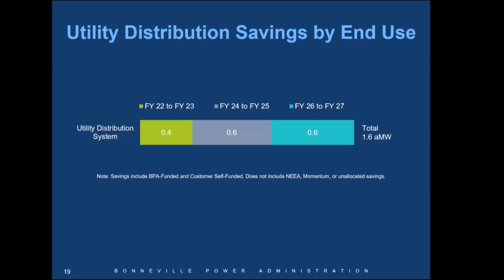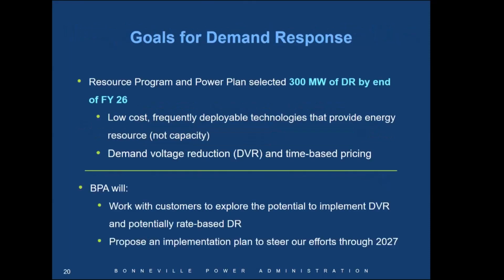Okay, so switching gears now, we're going to talk a little bit about demand response. So this is exciting. Demand response was selected in the resource program and the power plan at about the same quantity, 300 megawatts of DR by the end of our BPA fiscal year 2026. So that's around end of September of 2026.